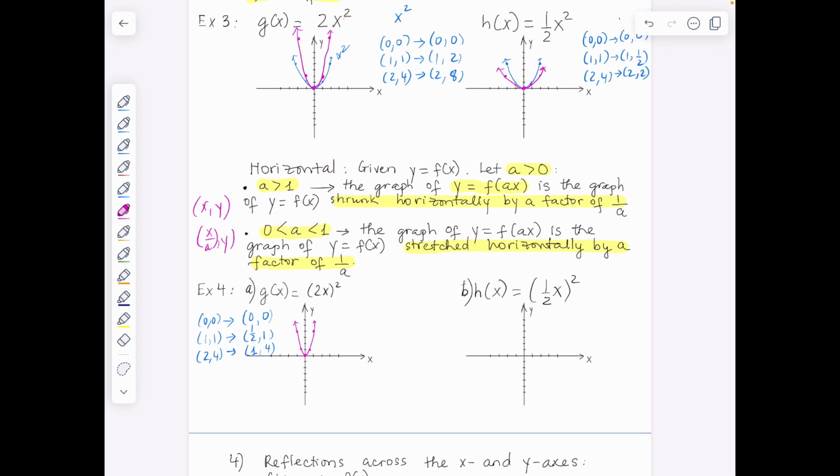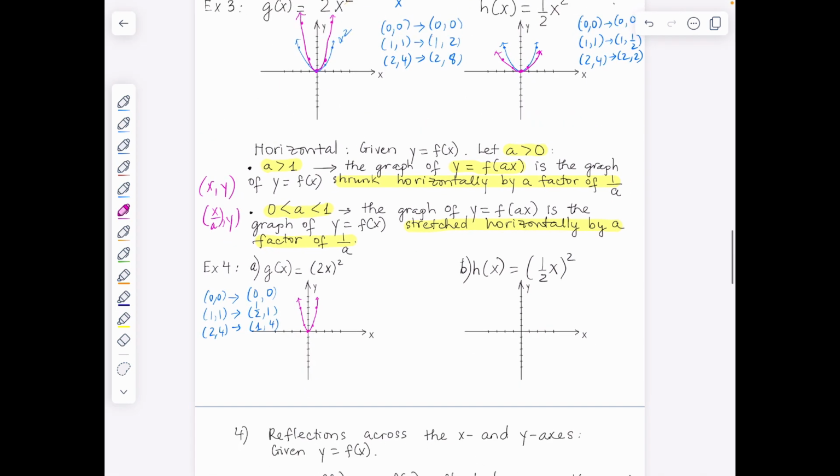Now, what is this case? Since a is 2, which is greater than 1, this is a case where the function shrunk horizontally. In other words, imagine you are compressing this graph from left to right. And as you can see, it looks skinnier because you're compressing it from both sides.